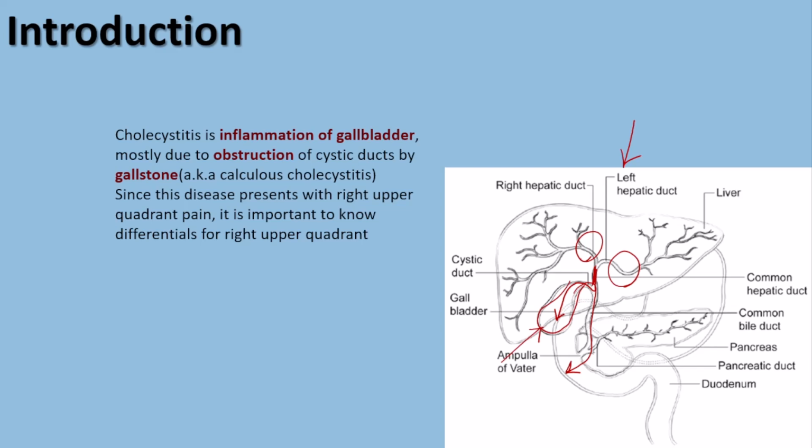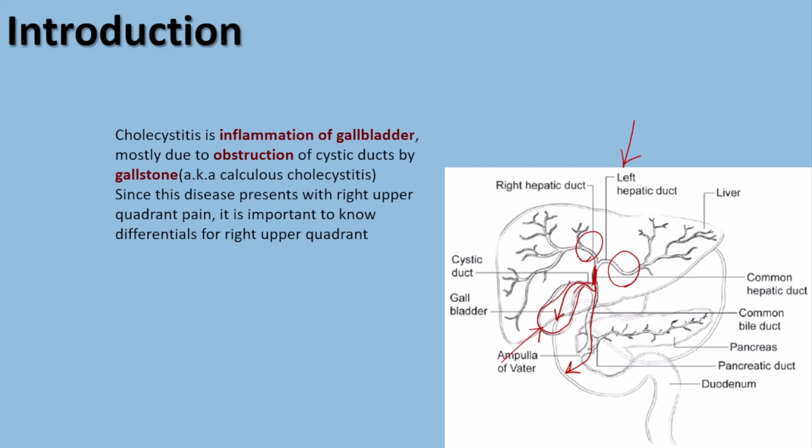For example, we can have gallstone as a cause of cholecystitis. Also, we can have acalculous cholecystitis, meaning that there is no stone and the cause of cholecystitis is something else. So the main complaint of the patient is going to be right upper quadrant pain.